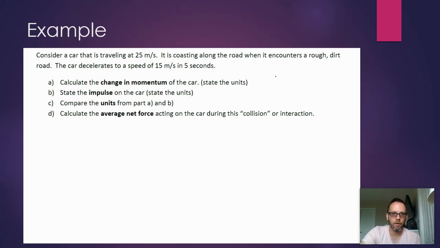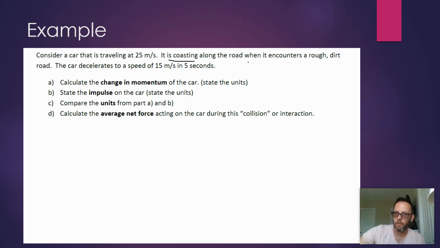So consider we have a car that's traveling at 25 meters per second. It's coasting along a road, then it enters a rough patch, and then it decelerates to a speed of 15 meters per second in 5 seconds. So coasting implies we're not on the gas at all. It's just coasting along, and then the road itself is going to slow it down to 15 meters per second. So let's calculate the change in momentum of the car.